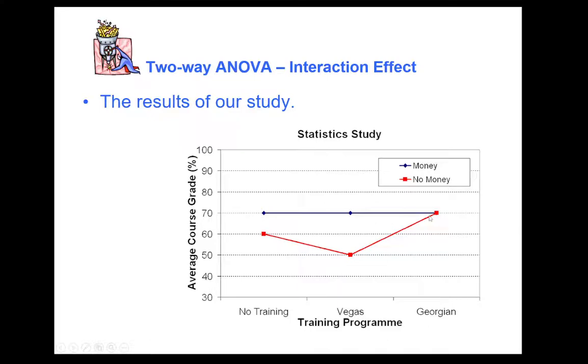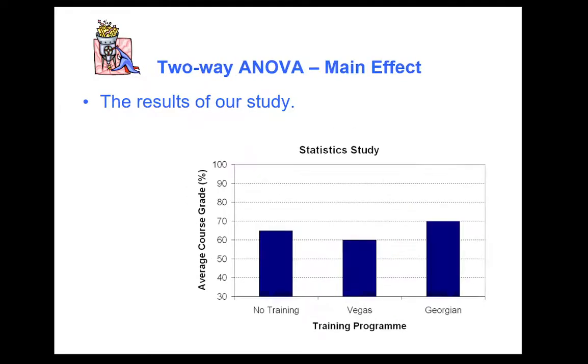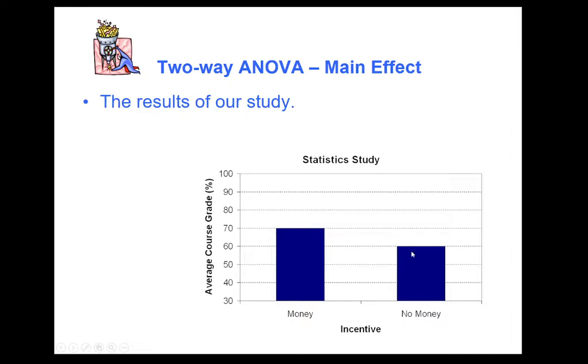This is what I would refer to as an interaction effect. And what it tells me is that the impact of training is dependent upon whether or not you received a financial incentive. So when I look at my results, I can look back and say, okay, here's the main effect for training. Georgian better than Vegas, and Vegas the worst. No training in between.